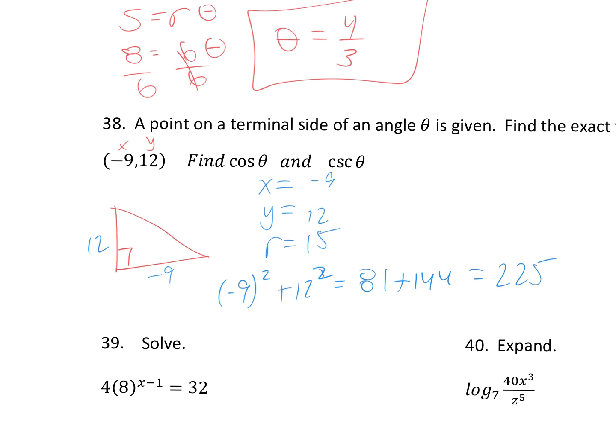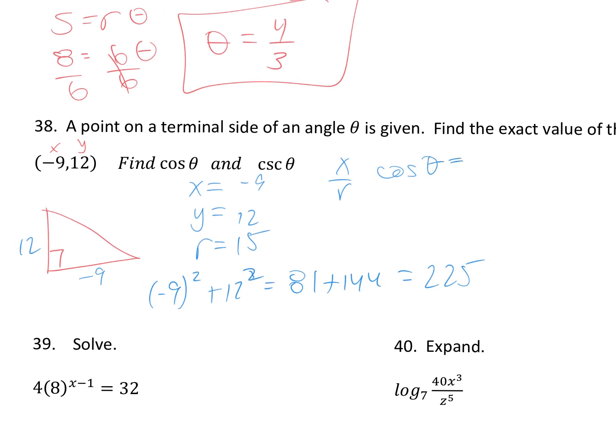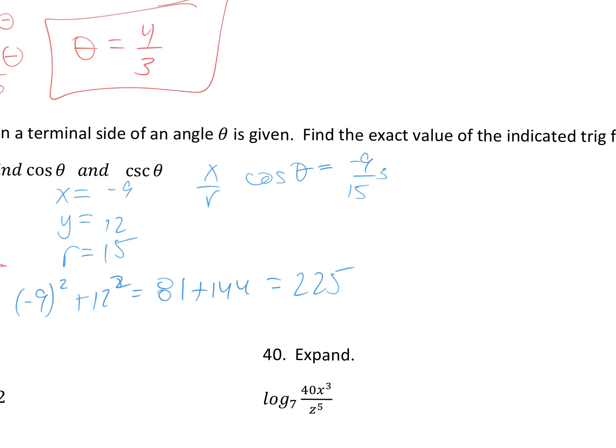15. So remember, cosine is x over r. So the cosine is what? -9 over 15. Cosecant, yeah, sorry. Cosecant is what? If we simplify this, it's -3 over 5.